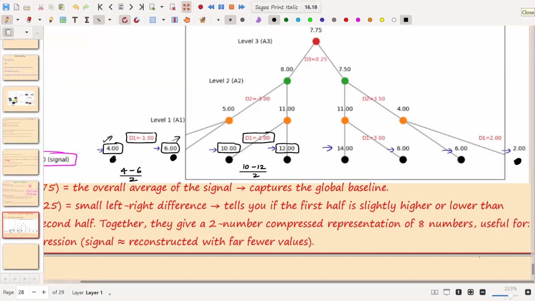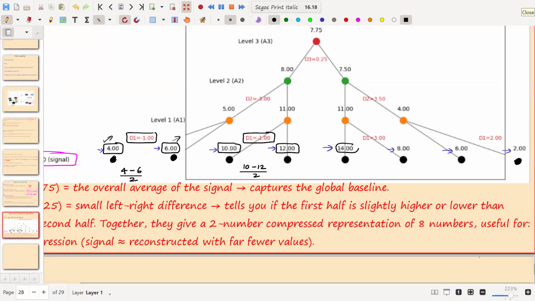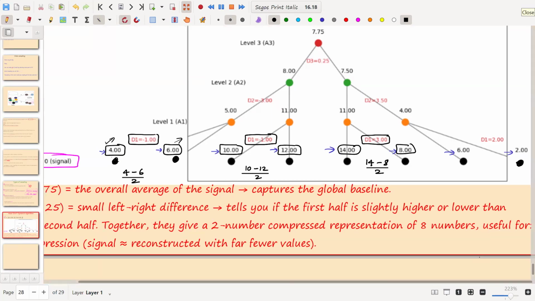Fine. So next, let us go to the next elements here. What do you have? 14 and 8. So what you will do? 14 minus 8 divided by 2. What you get? 3. So that is there here. Same thing you can do here also, 6 and 2. 6 minus 2 divided by 2. So this you got from the difference, I mean neighbor differences, adjacent differences of variables.